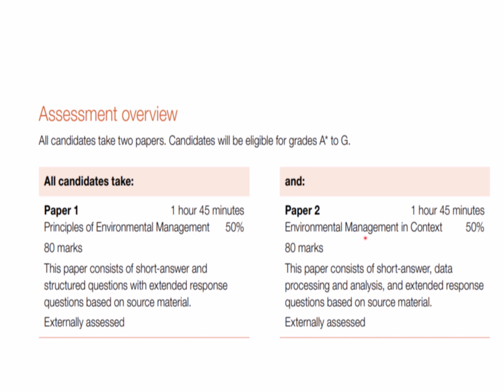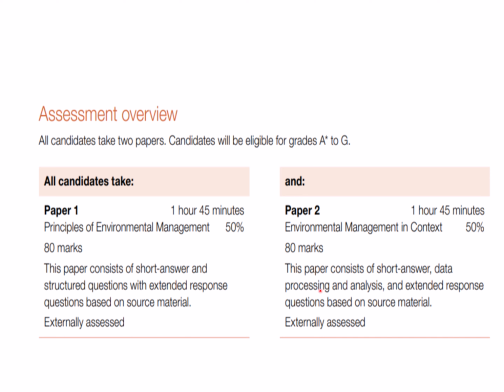Let's move to paper 2. Paper 2 is called Environmental Management in Context. This title means that paper 2 focuses on applying environmental management principles to real world situations. The duration for paper 2 is also 1 hour 45 minutes. This paper also carries 80 marks, which is again 50% of your final grade.